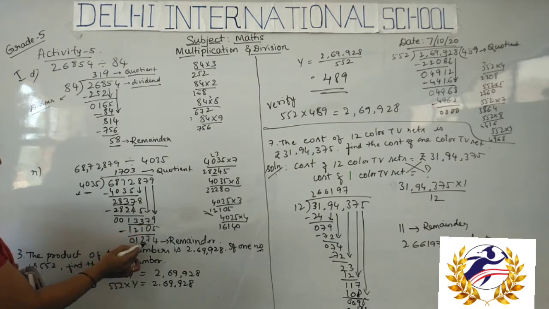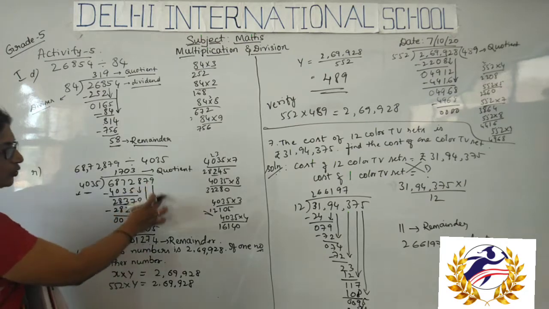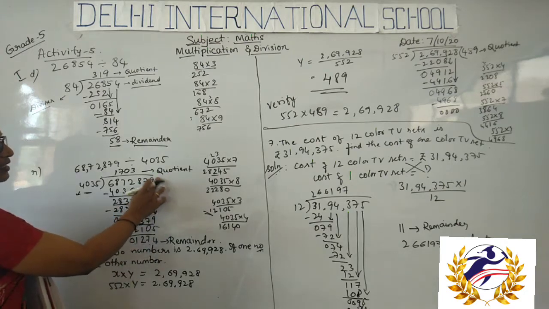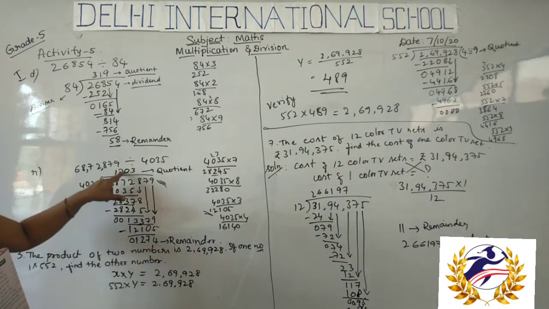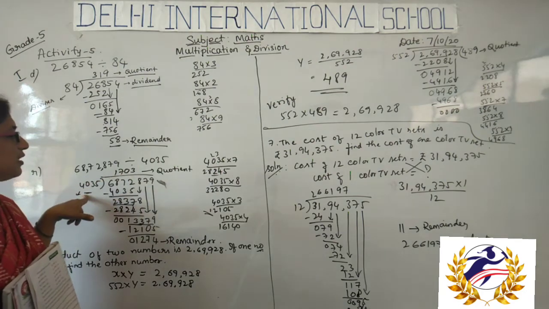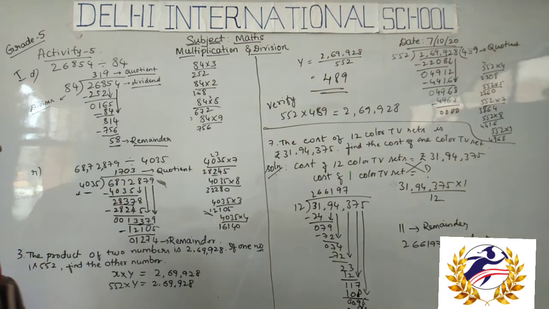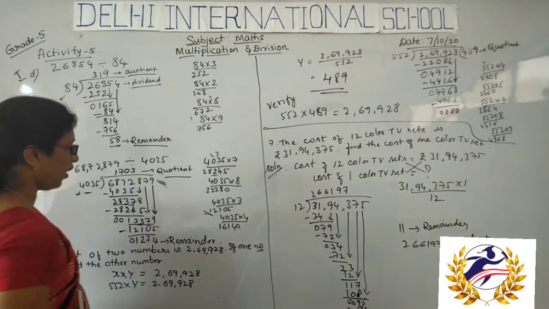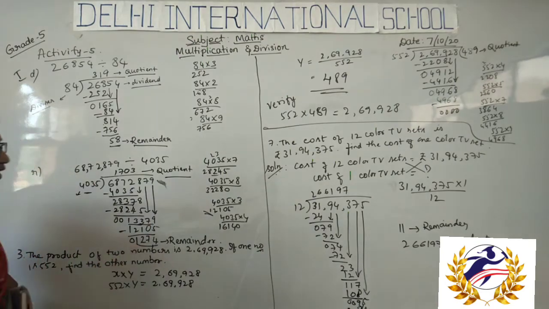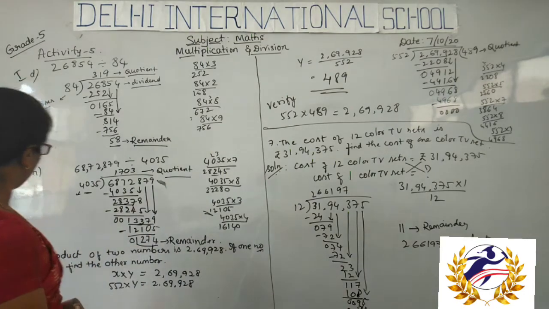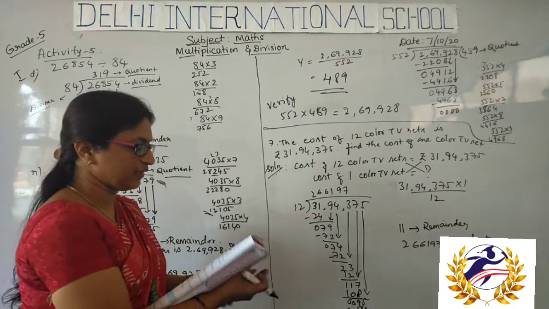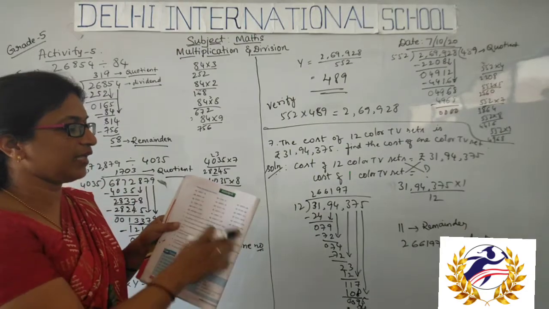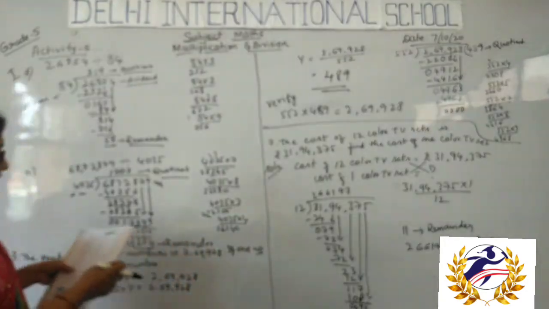I got 1,274. There is no other number to take. So let us write this as the remainder, this is the quotient, this is the divisor and the dividend. So this much quotient I got, and the remainder is 1,274. Like this you have to do all the problems in activity 5, from A to R that they have given. You have to do all the problems.